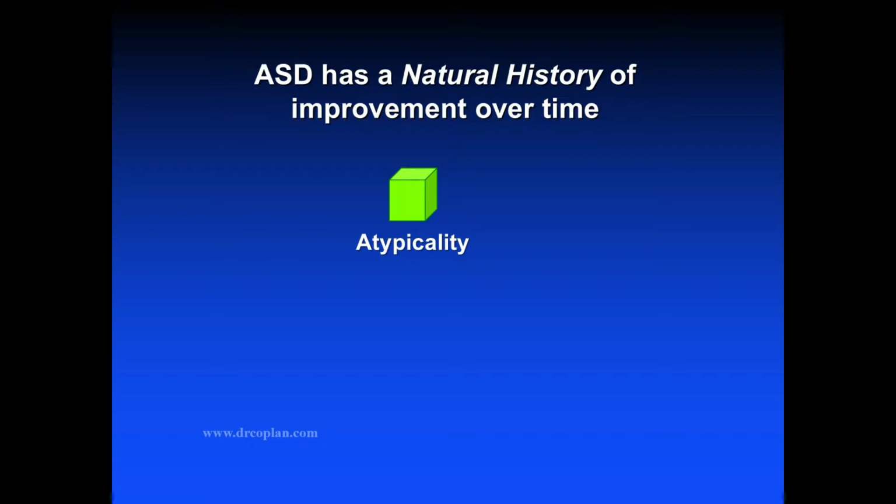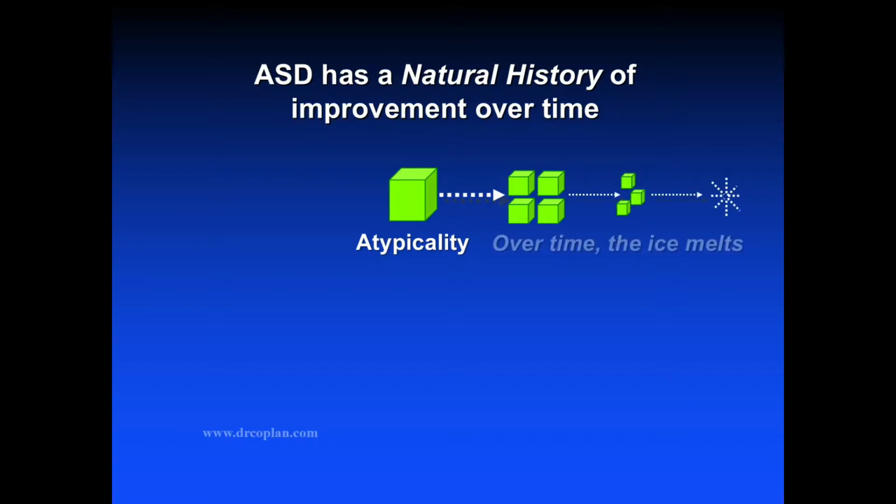So here we have symbolically represented your child's atypicality. In other words, we've kind of bundled together the social skills issues, the language issues, the repetitive behavior issues, the sensory issues, and we're calling all of this atypicality. And over time, what we see is a steady diminution in the expression of all of those symptoms. Over time, in other words, the ice melts.